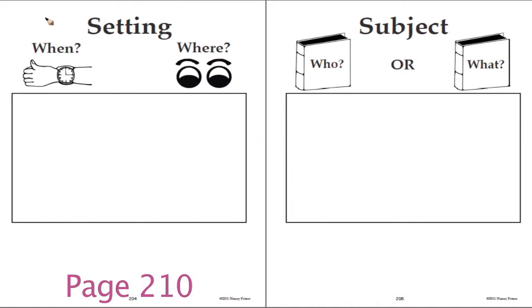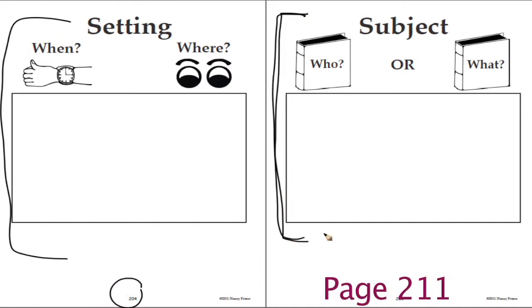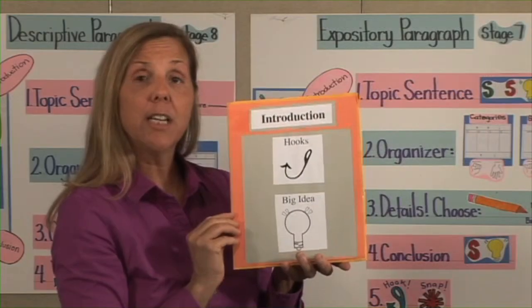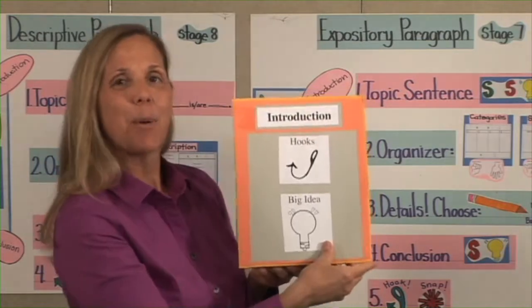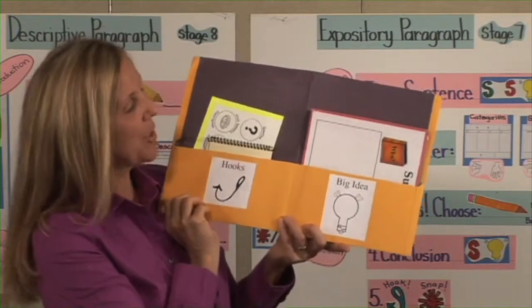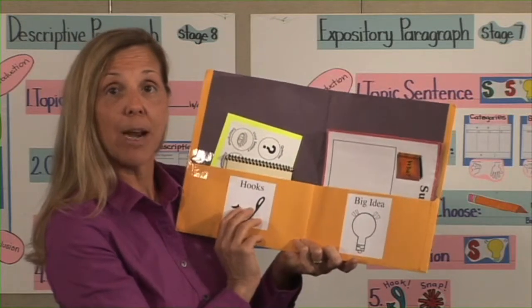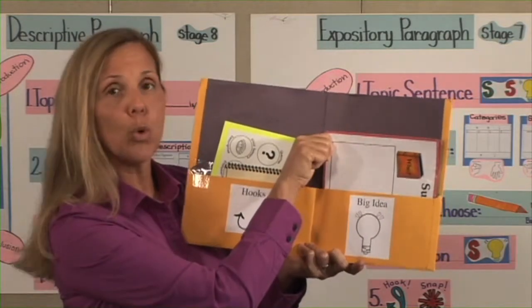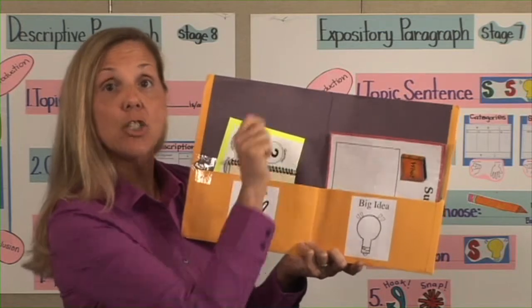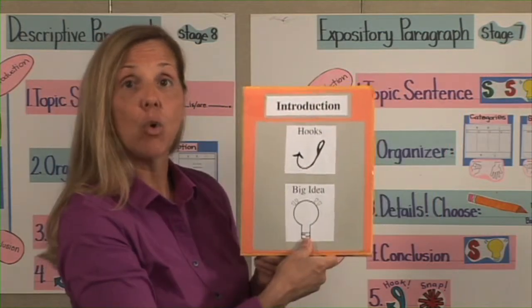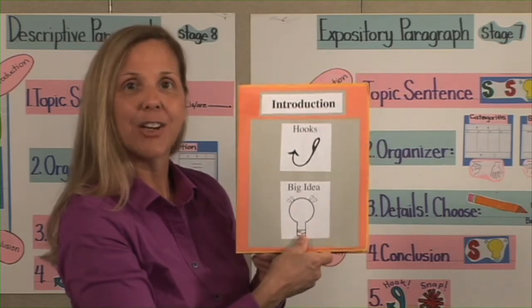You will find the setting card, you will find the subject card, and finally you will find the big idea card. These are all our manipulatives for our introduction. Prepare all your manipulatives, put them inside the pockets. When you're teaching the introduction, you can easily grab the pocket folder, grab the tools that you need, and then put them back so that you can find them later. It's a handy way for you to organize your tools at the introduction level.